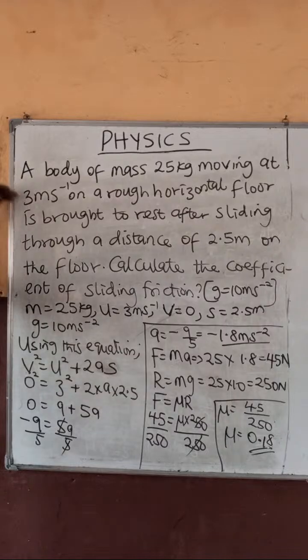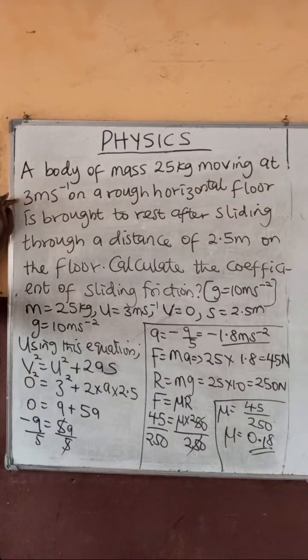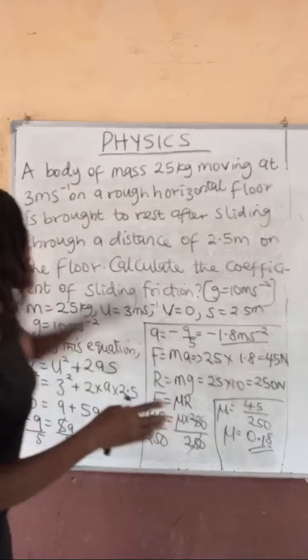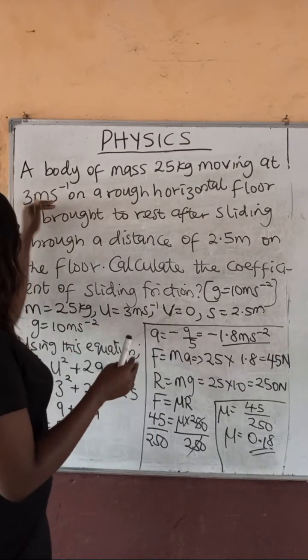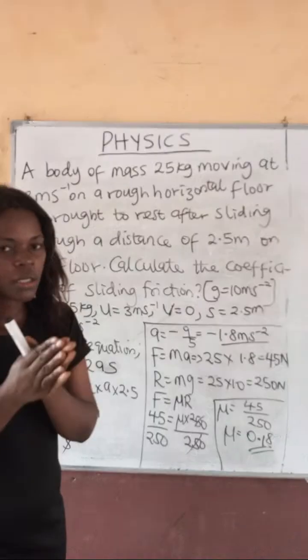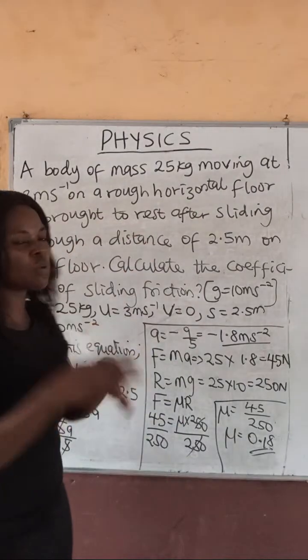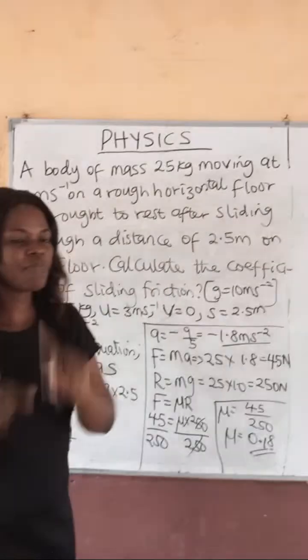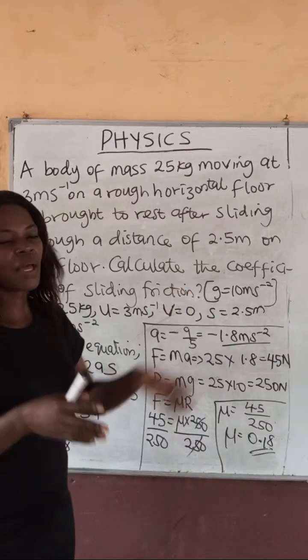All right. We are given a body of mass 25 kilograms with a velocity of 3 meters per second, and it is brought to rest. The body was in motion with a velocity of 3 meters per second and it was brought to rest. That means the initial velocity is 3 meters per second. Anything that comes to rest automatically becomes 0, so the final velocity is equal to 0. It covers a distance of 2.5 meters. Calculate the coefficient of sliding friction. And we are given g.